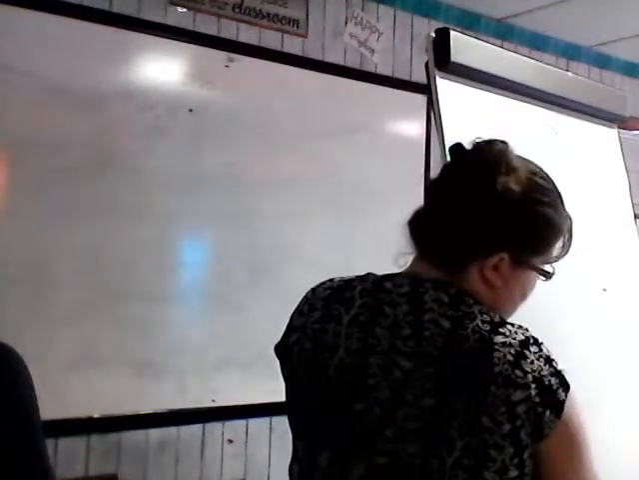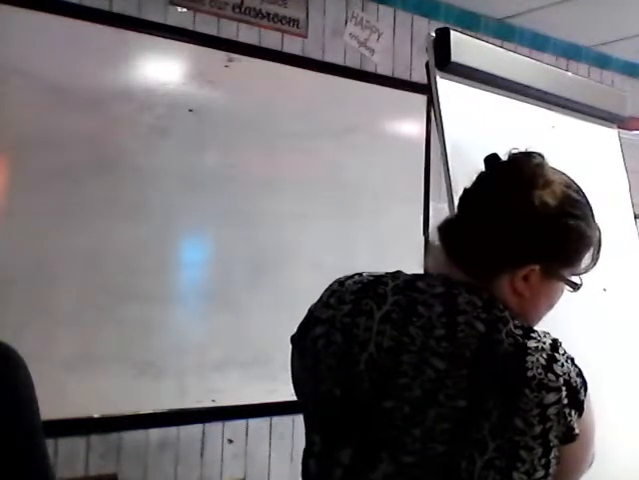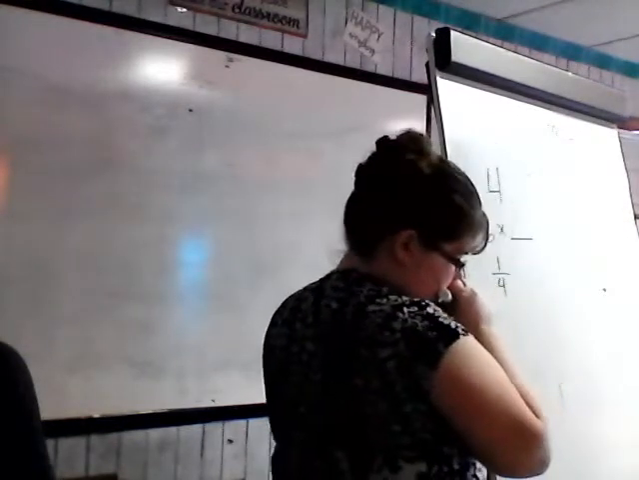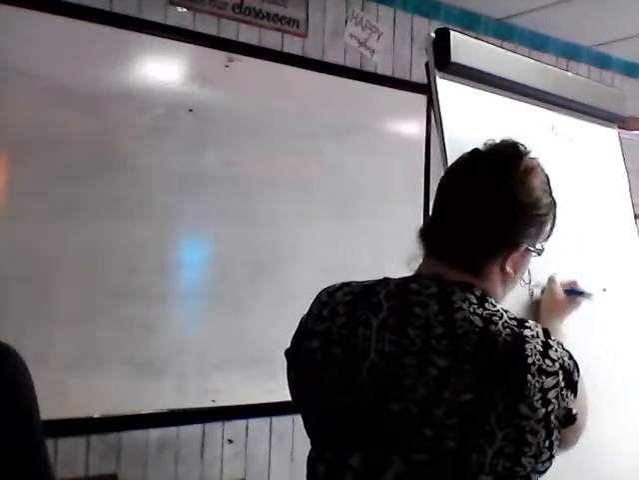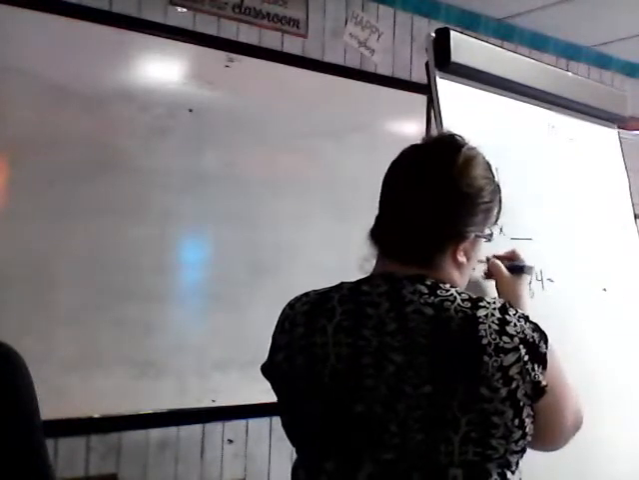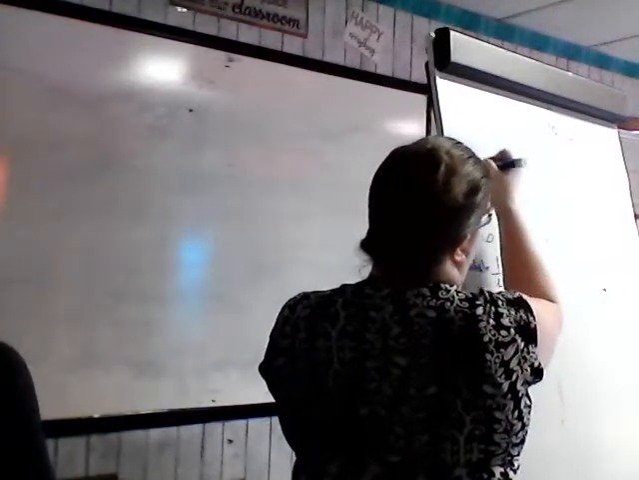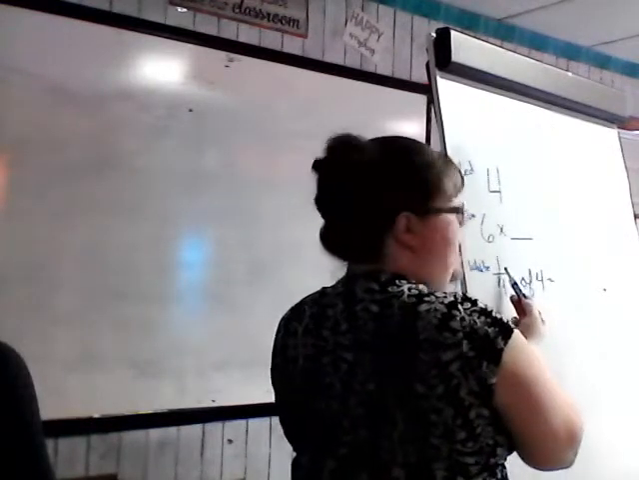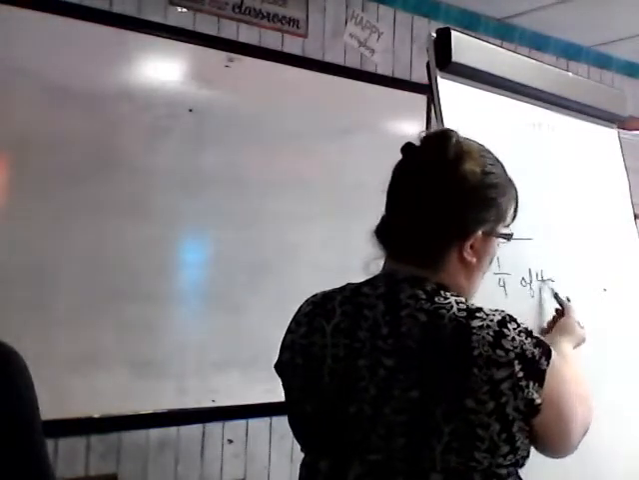So she has 4 pairs of red socks, 6 times as many blue socks as white socks, which I don't know the answer to yet, and 1/4 as many white pairs as red. So 1/4 of 4 in order to find the white. So this is white. This is blue. This is red. So the first thing I want to do is find 1/4 of 4. So I'm going to divide 4 by 4.